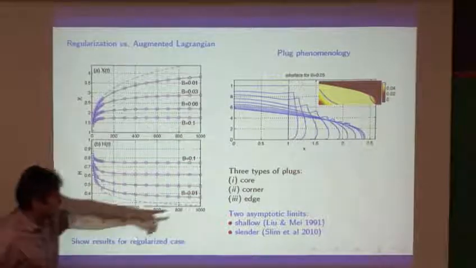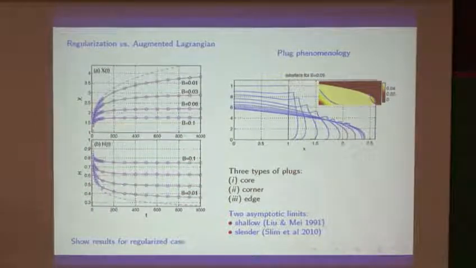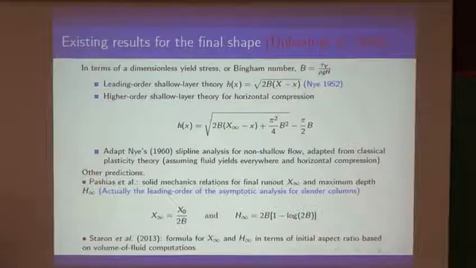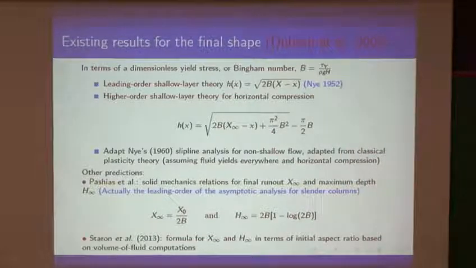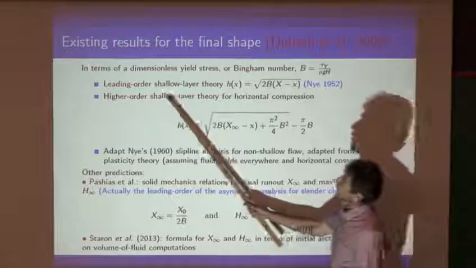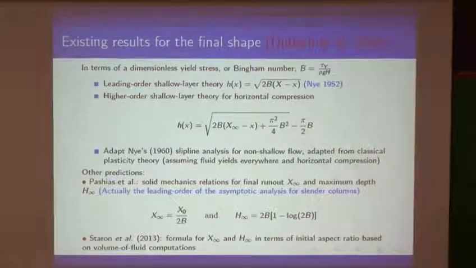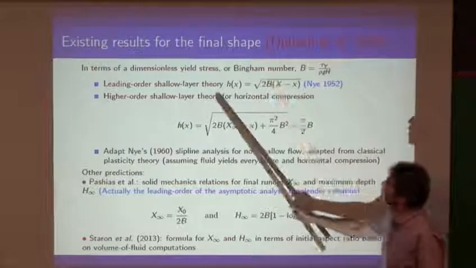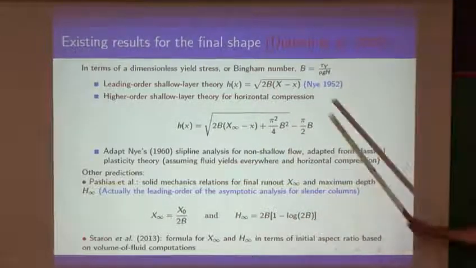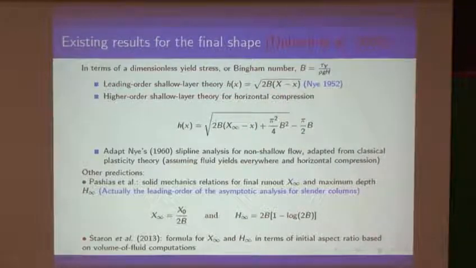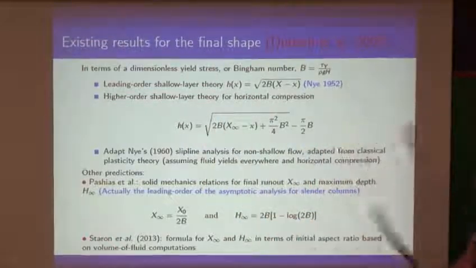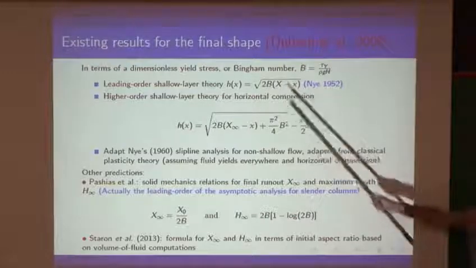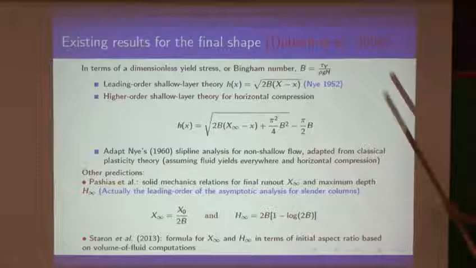Now, in this particular problem, there are two asymptotic limits that you can make some analytical headway in. One is where it's shallow, and one where it's very skinny. I'll say more about that later. Let's focus on what the final shape is. So, in terms of this dimensionless yield stress or Bingham number, the leading order shallow layer theory, which goes back at least to Nye, who was looking at glaciers, predicts what the final shape should be in terms of that. Now you can go a little bit beyond that, you can carry on in your asymptotics, you can add further terms, and if you assume that the flow comes to rest by being in a state of horizontal compression, you get this formula. So this is due to Dubash et al.